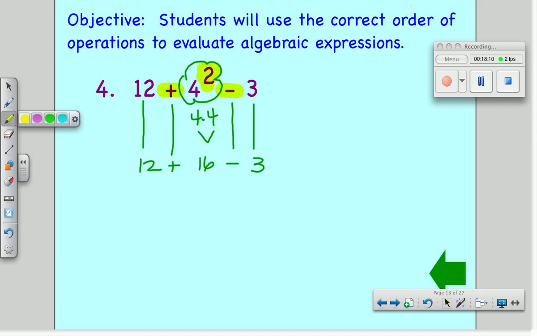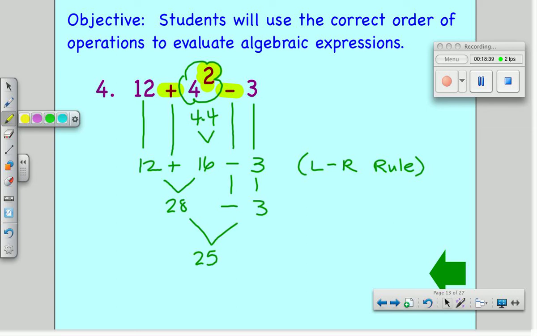Now we have addition and subtraction. Now addition and subtraction are of equal importance. So we just work the left to right rule. And I'm going to write that here so that you remember. Left to right rule. So on the left first, 12 plus 16, 28, minus 3. 28 minus 3, 25. So you can check your work, make sure you got that correct.